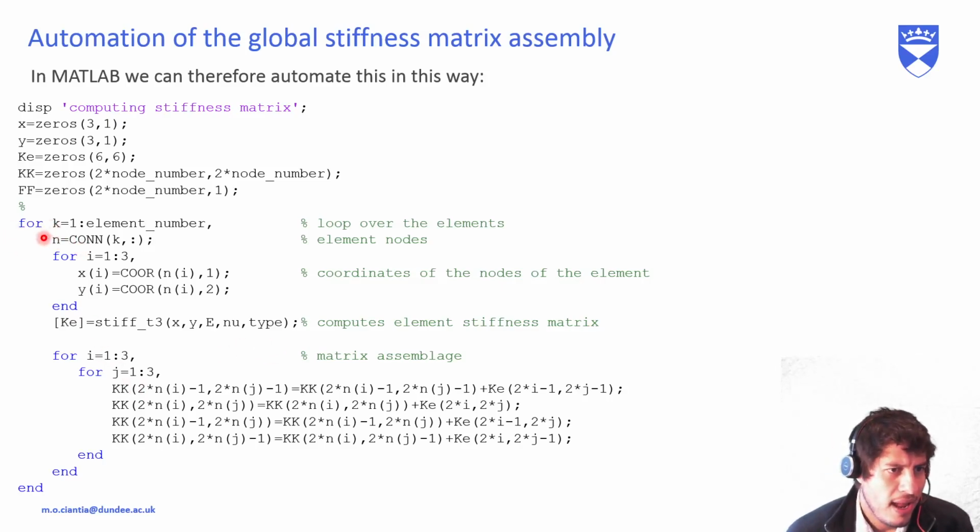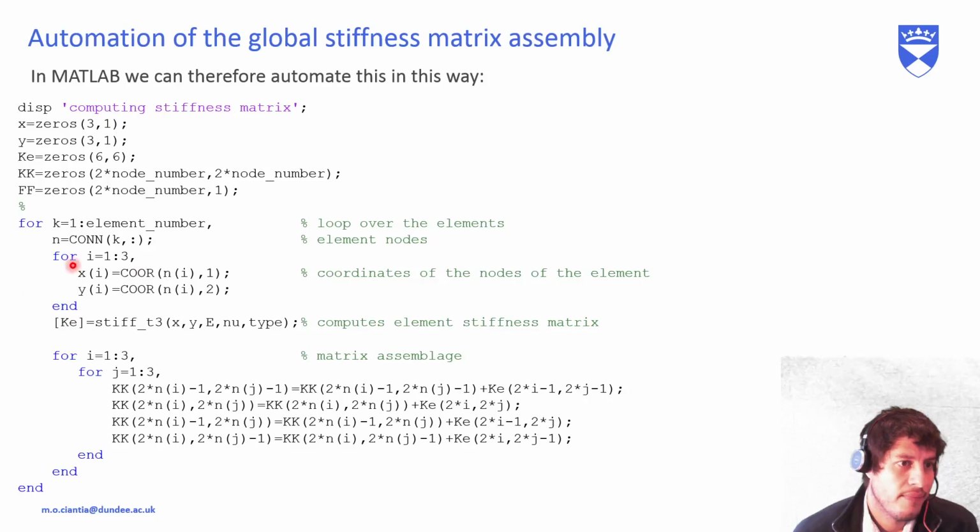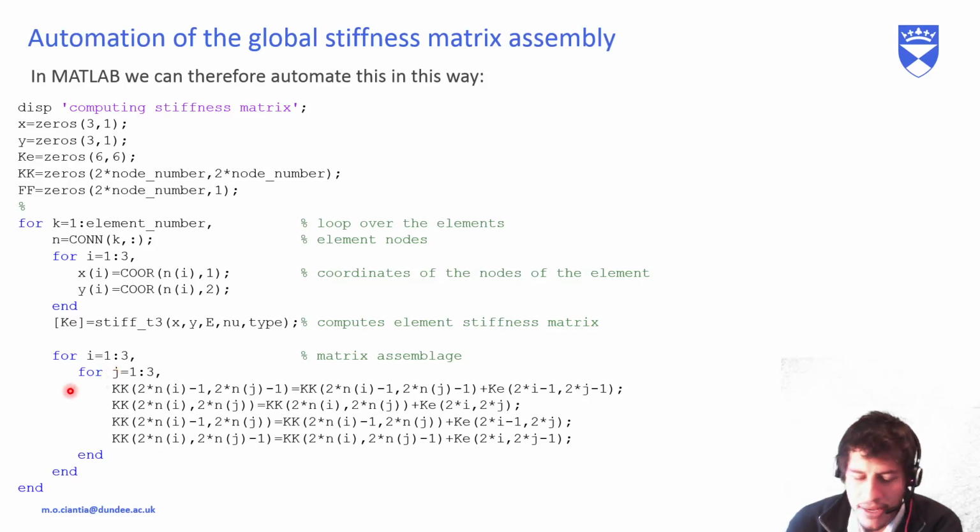Well, for k that goes from 1 to the total number of elements, we get the element nodes of element k, and then element k plus 1, for all the elements. So for all the elements, we loop and we get the element nodes. And then for i from 1 to 3, we get the x coordinates and the y coordinates of the 3 nodes of the element. We calculate the stiffness matrix of the element. And then we just basically fill the matrix in this way, the global stiffness matrix, using this double for loop.